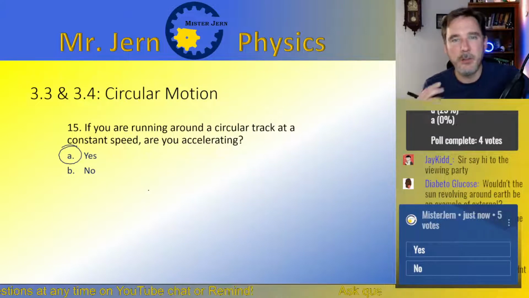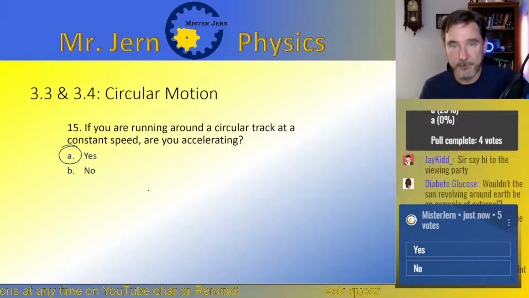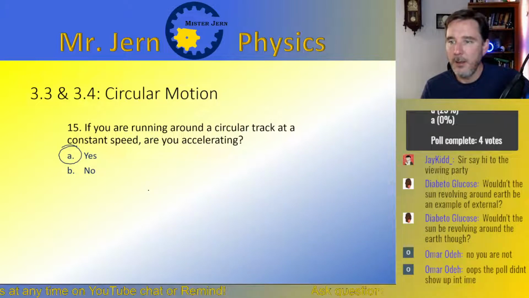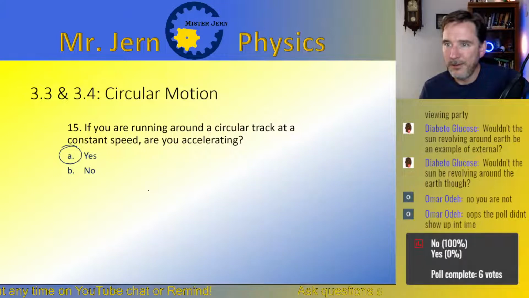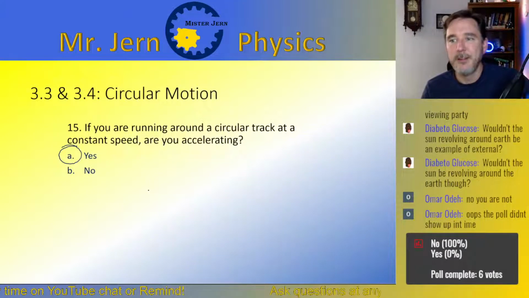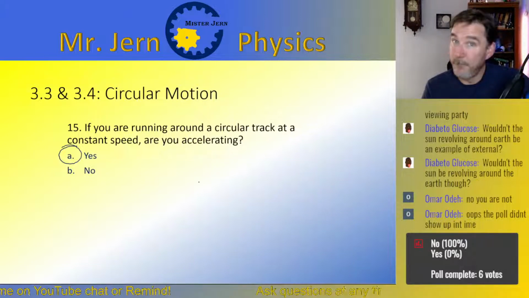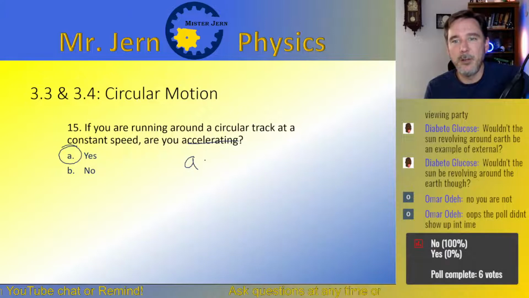Why? Because your velocity is always changing. Your velocity is always changing. Therefore, acceleration means, so I guess I'll spend it. Can you explain? Yeah, I'm going to.